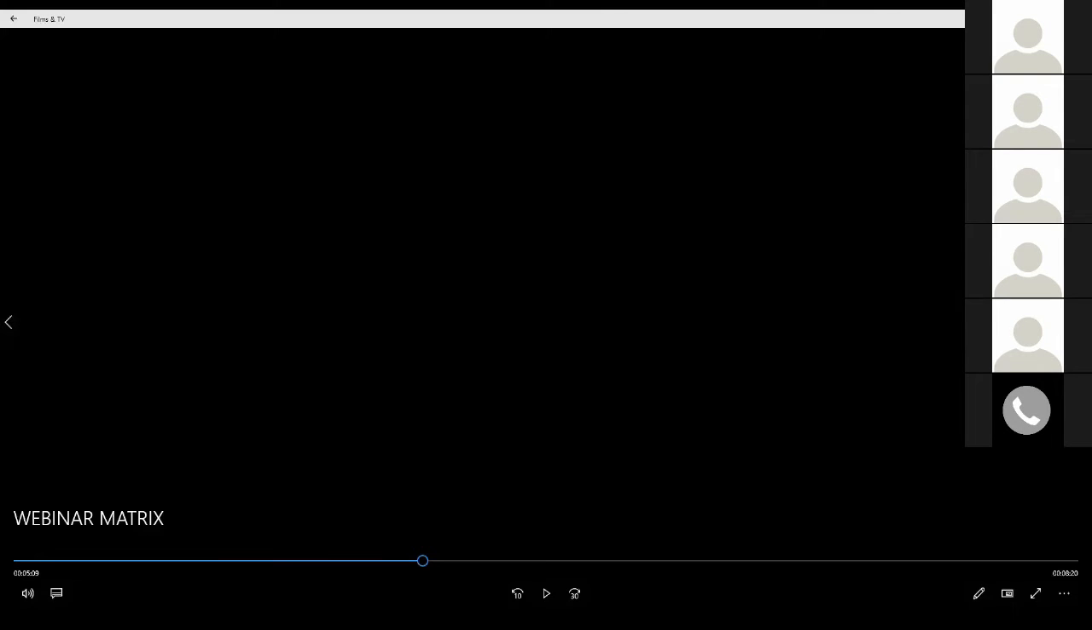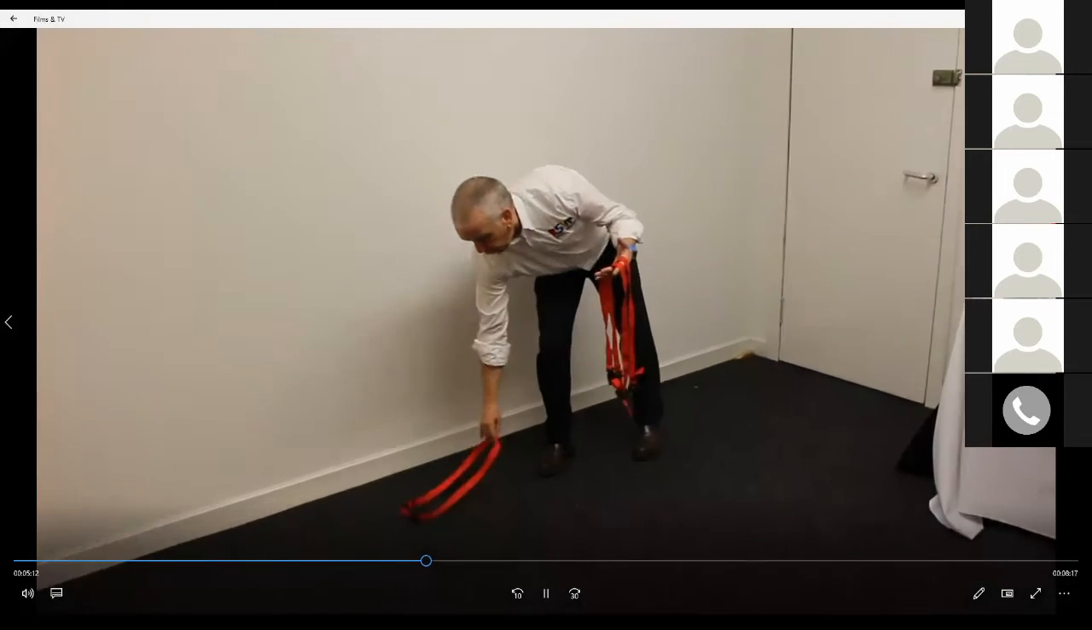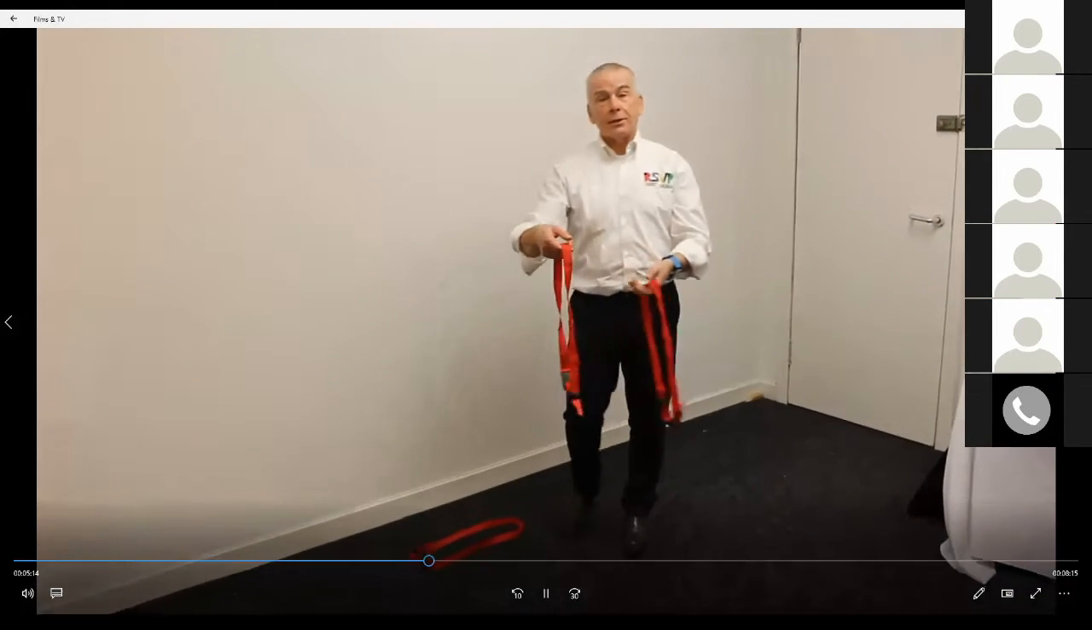So now that I know I have the right tools to work with, what I can do is set up the network that I designed on paper in advance of this. So to do that, what I'm going to do is take the belts and lay them out on the floor in my working room.